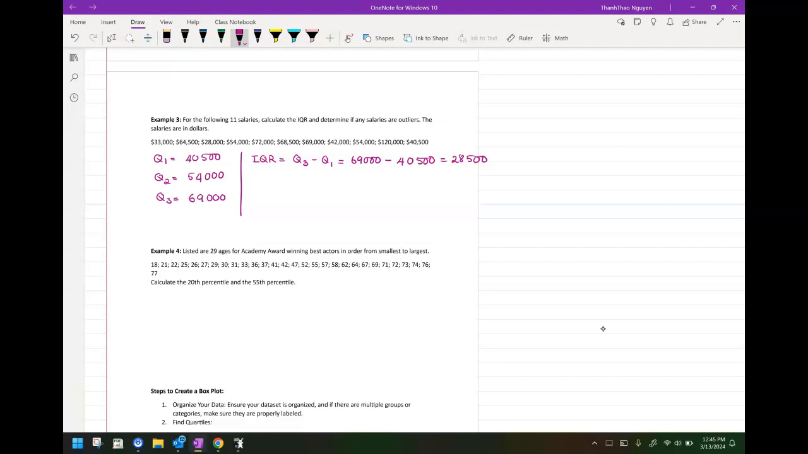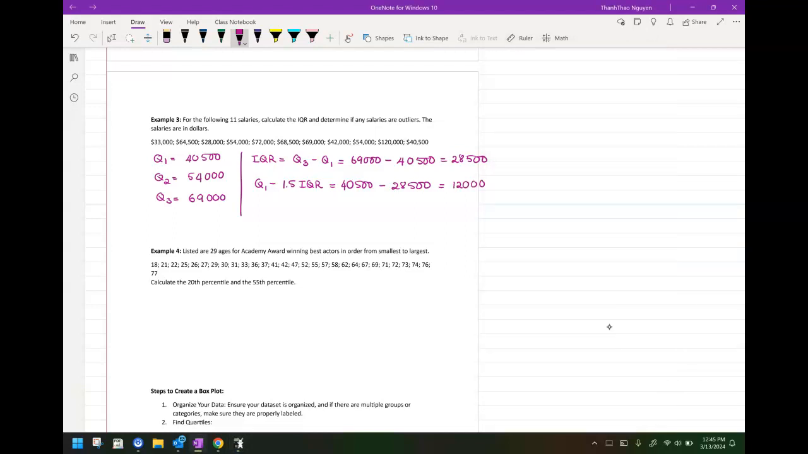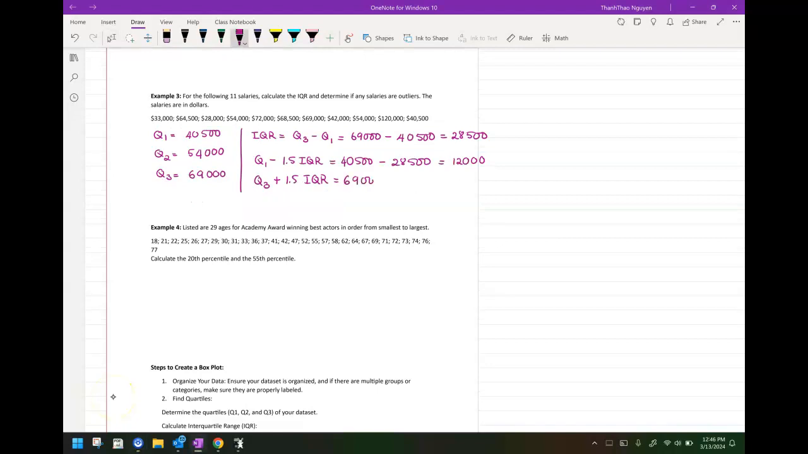We will calculate the outlier. First, we'll find quartile 1 minus 1.5 times the interquartile range. That is 40,500 minus 28,500. That is 12,000. The upper value is quartile 3 plus 1.5 times the interquartile range. That is 69,000 plus.